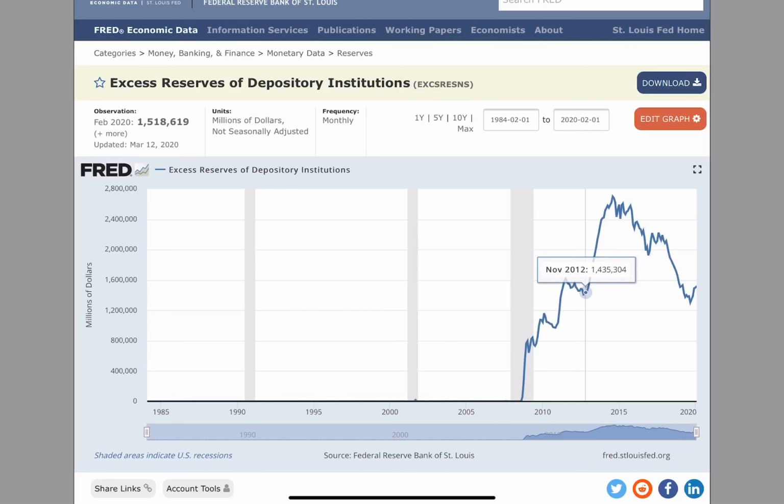And what do we see here? So on the x-axis we have time, right? So you can see that excess reserves were pretty much zero all the way from 1985 until 2009. But ever since 2009, excess reserves have remained positive. So the banking sector has chosen to hold more reserves than the requirement of the Federal Reserve.